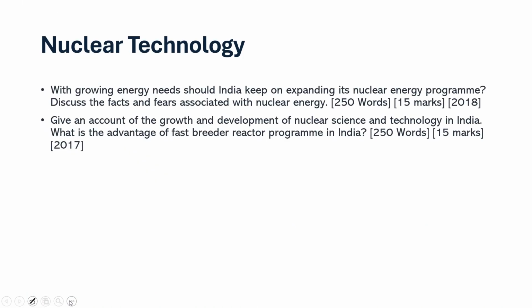So let's look at nuclear technology. With growing energy needs, should India keep on expanding its nuclear energy program? Discuss the facts and fears associated with nuclear energy.